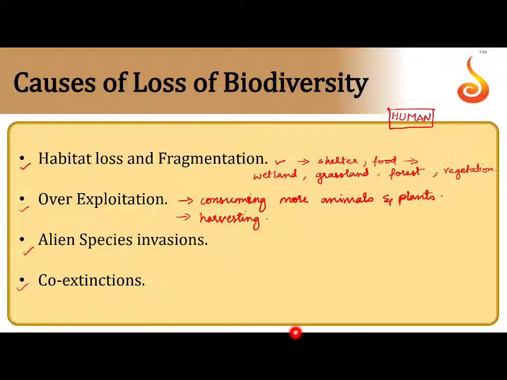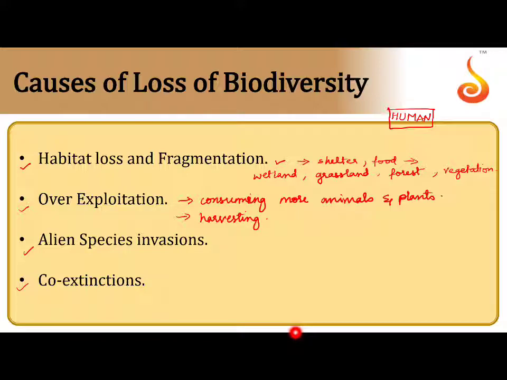Coming to alien species invasion, what happens? Because we are reducing a species' space, say for example we are cutting down forest and entering into the forest region, where do the animals go? So they are trying to come to our land, and because of this a species invades into another species' land, and because of this there is huge competition. When more and more competition is happening, more and more habitat loss is happening.